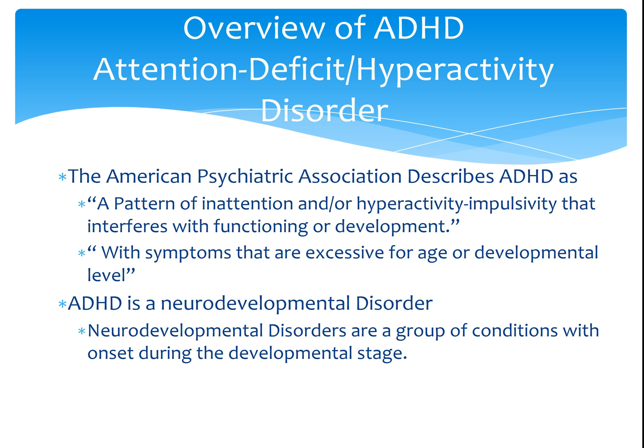The overview of ADHD. The American Psychiatric Association and the DSM-5 describe ADHD as a pattern of inattention and/or hyperactivity or impulsivity that interferes with functioning or development, with symptoms that are excessive for the age or developmental level of children. ADHD is a neurodevelopmental disorder, which means that it's a condition with onset during developmental stages.